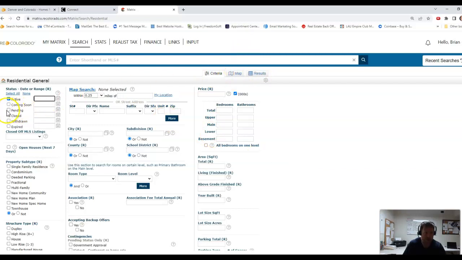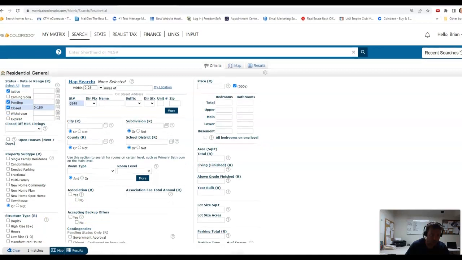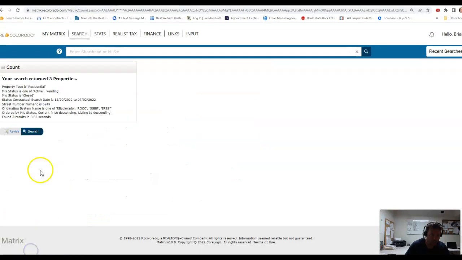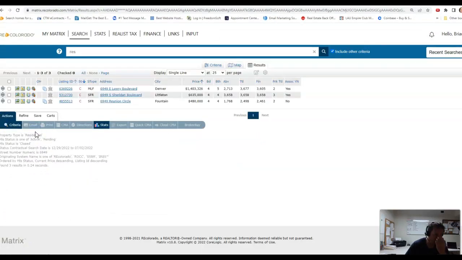Our criteria is, first of all, I'm going to pull up a property. Let's say I've got this property that I know is listed in the MLS, and I think it's a sold that we're looking at. Let me get this down a little bit, pull it up. I just want to get a property pulled up. So Sheridan. So here's our property.